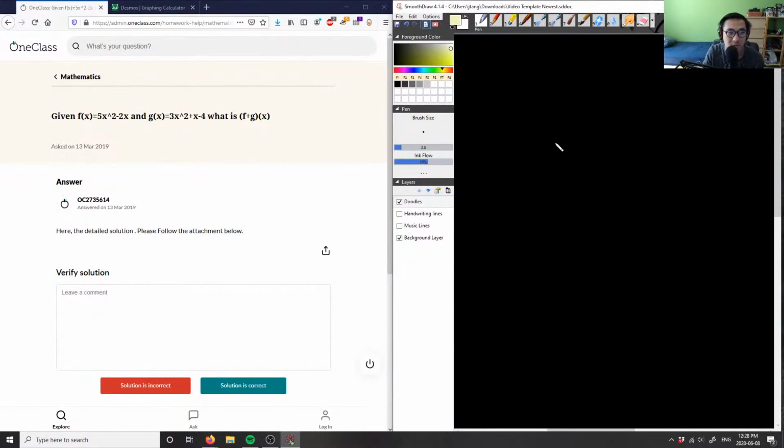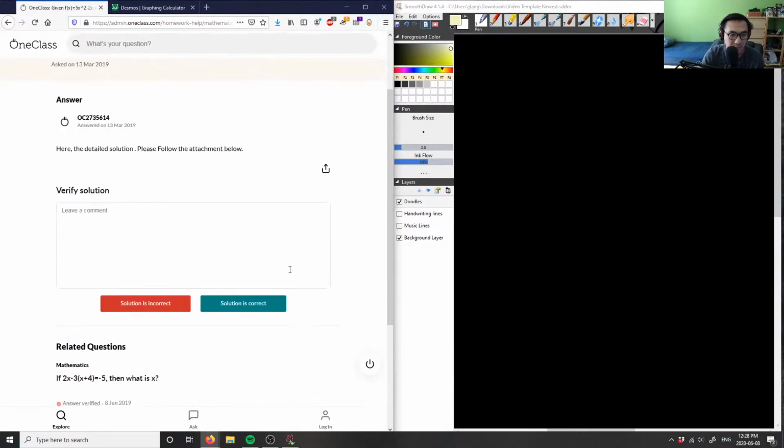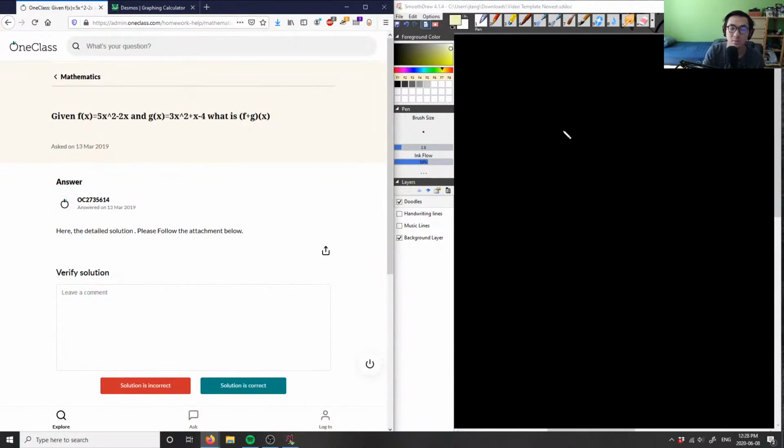Given f of x equals 5x squared minus 2x, and g of x is 3x squared plus x minus 4, what is f plus g of x? And as you can see, the solution is not here, incomplete solution, because I cannot see the attachment clearly. Incorrect solution because I can't see any. I don't see the problem here, or the solution to the problem, sorry.